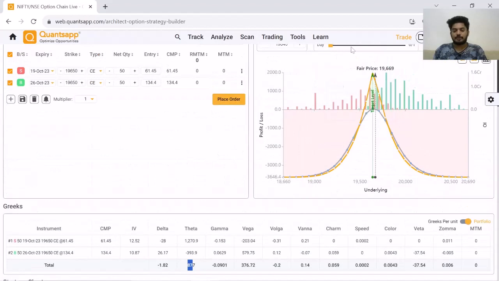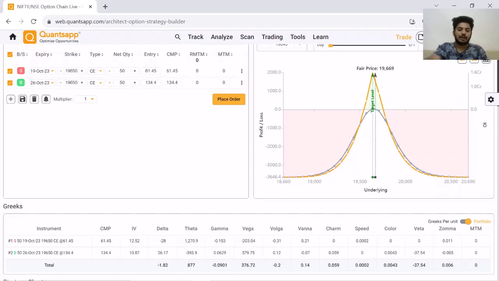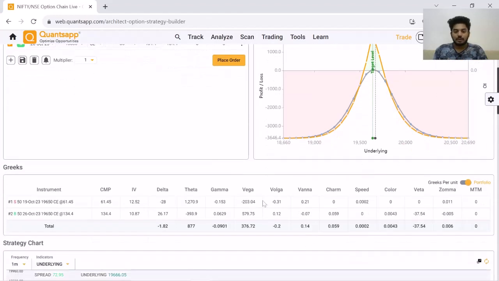Now that is the first benefit. What I actually did was benefit from the theta decay difference across the expiries, right? Now over here, not just theta, but one more thing that attracts me towards this is the Vega.